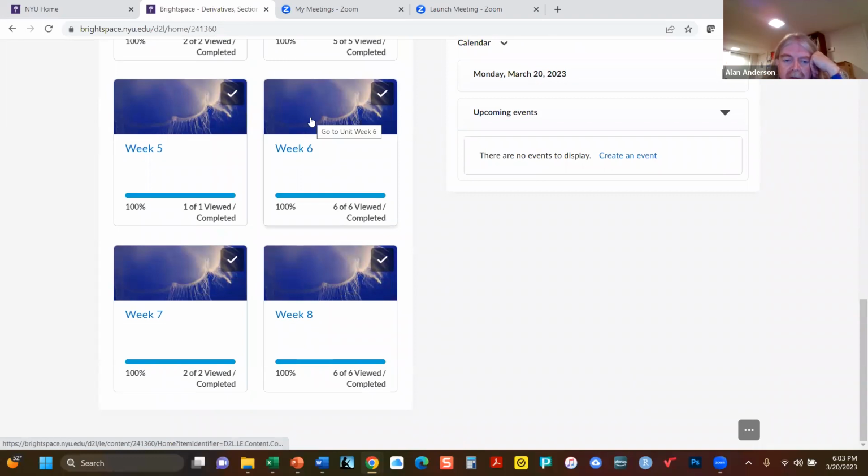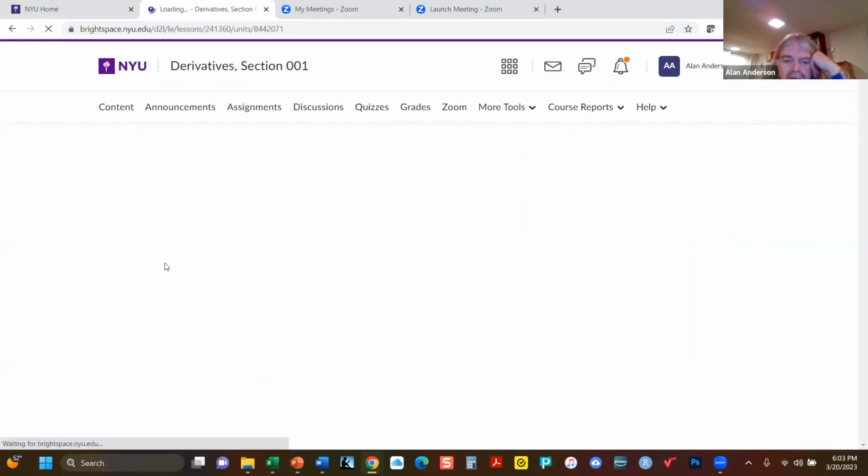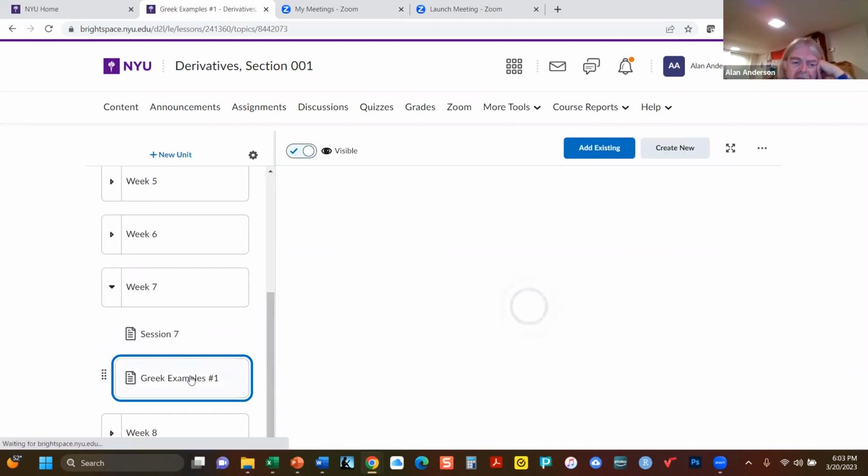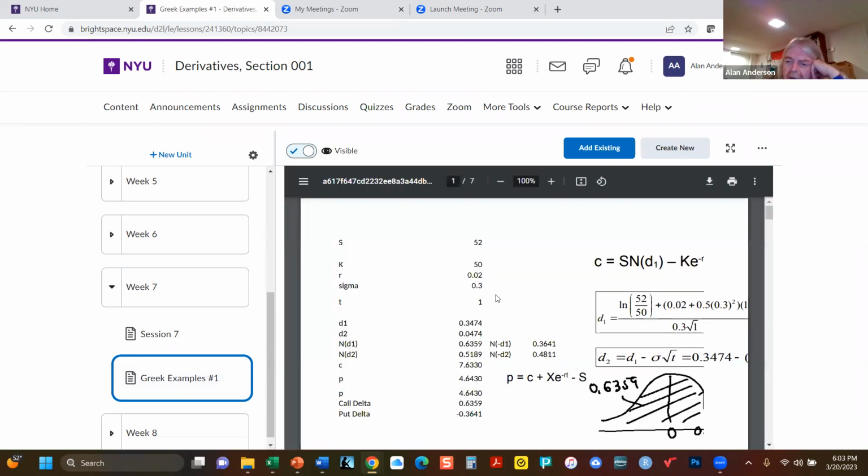So this week should be week 7. Yeah, because there's only tonight and next week, and we're done. So this is considered to be week 7. So the Greek examples here, this is an Excel spreadsheet, or it's supposed to be, and this is the mess that they turned it into.